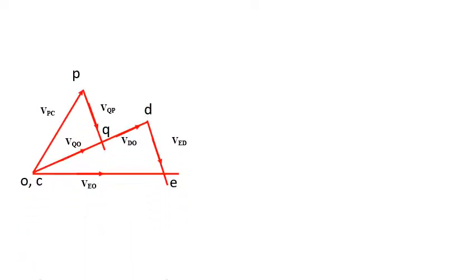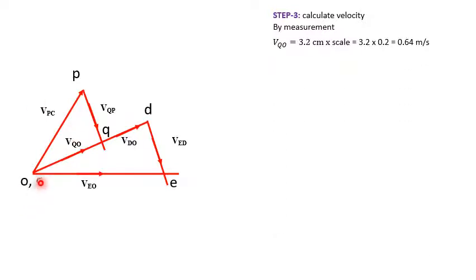Next, we have to calculate the velocities. First, we are going to find the length of OQ. We got the length of OQ from the velocity diagram as 3.2, and the scale is 0.2. Therefore, its velocity is 0.64 meter per second.